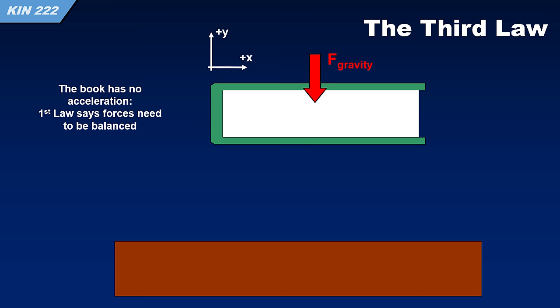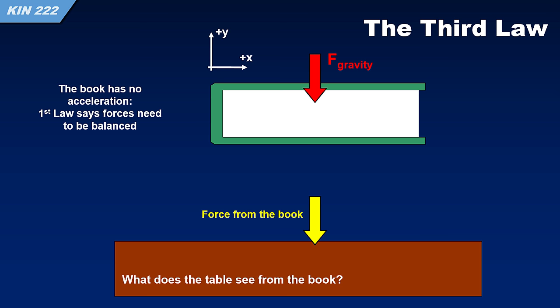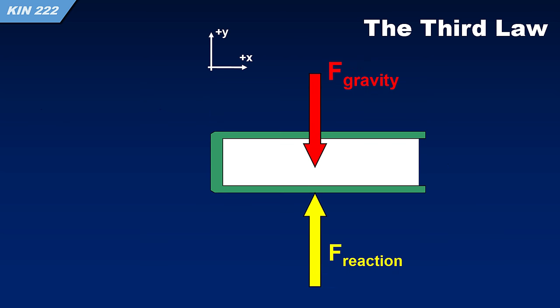Let's first take a look at the table's point of view. The book is sitting on the table, so the table will see the book pushing down on it. Newton's third law says that the table will then push back up on the book with exactly the same kind of force, but with the opposite direction. So now the book has a force of gravity acting on it, pulling it down, and a force from the table pushing back up on it. Now we have two forces acting on the book, which probably satisfies Newton's first law saying that all the forces need to be balanced.